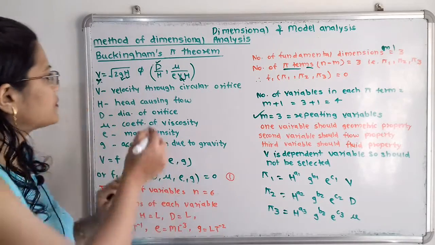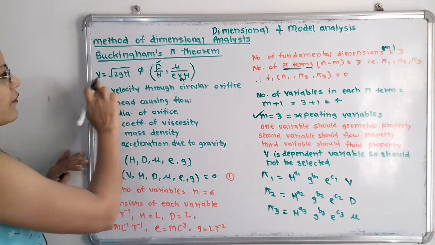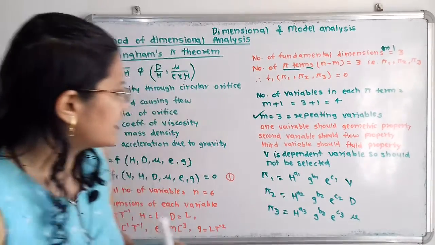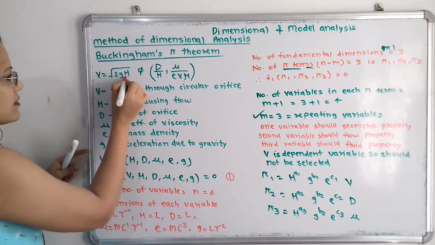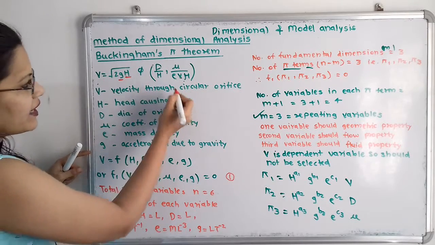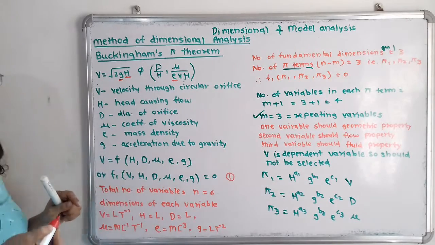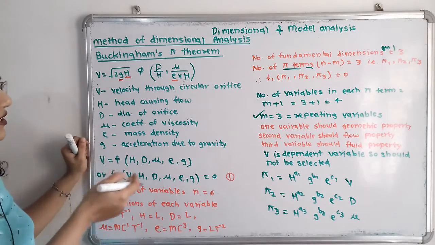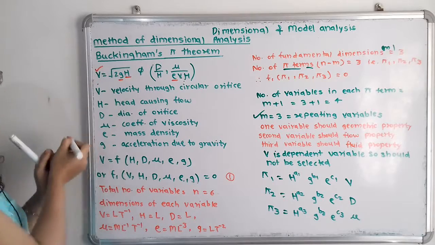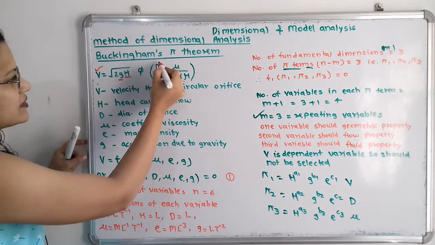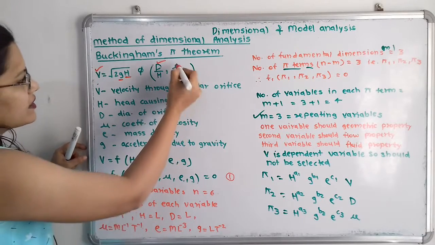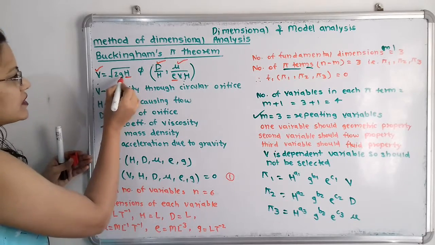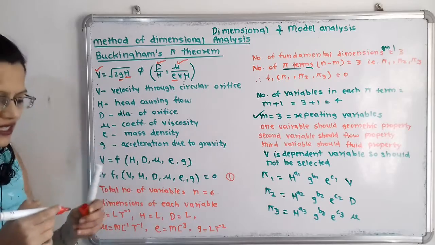Now if we observe, I will mark here: h is getting selected, then g is getting selected, and rho is also getting selected. So now what are the remaining variables? The remaining ones are v, d, and mu. Now how to write? This g, h and rho are selected.